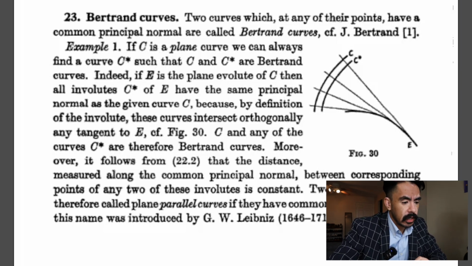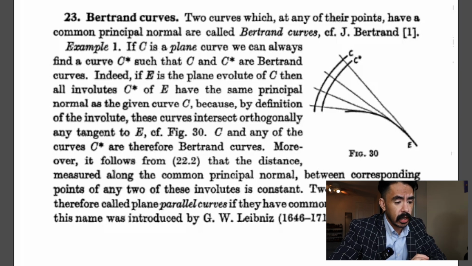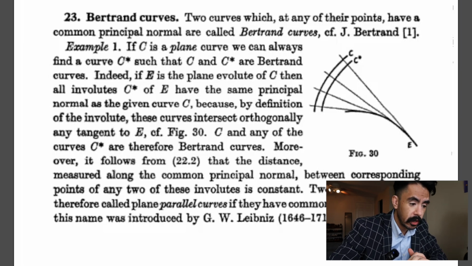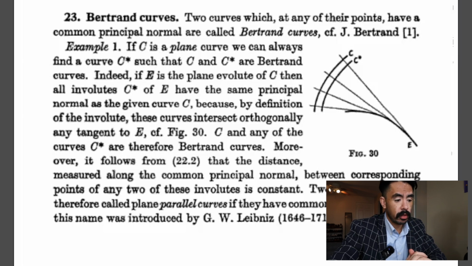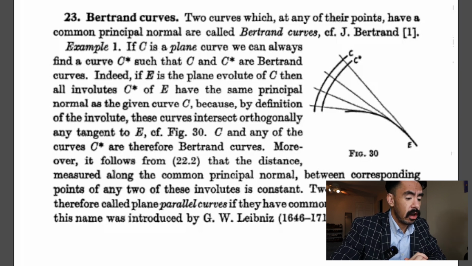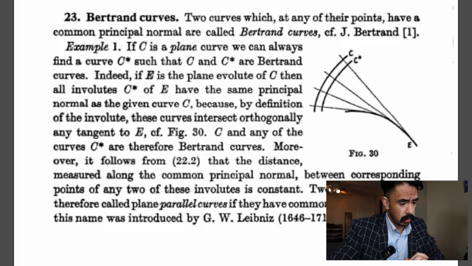But example 1. If capital C is a plane curve, we can always find a curve C star such that C and C star are Bertrand curves. Indeed, if capital E is the plane evolute of C, then all involutes C star of E have the same principal normal as the given curve C, because by definition of the involute, these curves intersect orthogonally any tangent to E, which is shown in figure 30. C and any of the curves C star are therefore Bertrand curves.